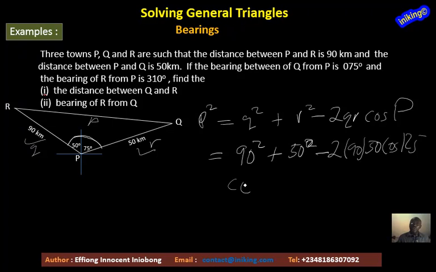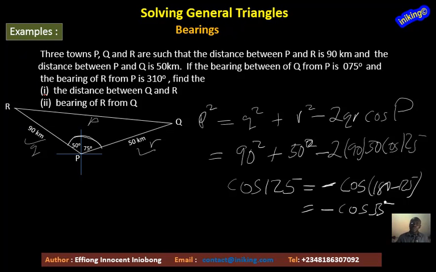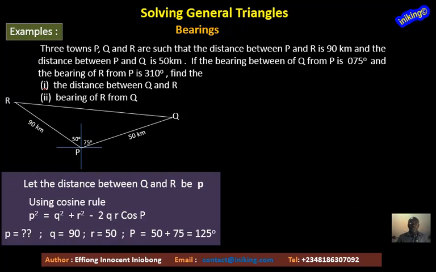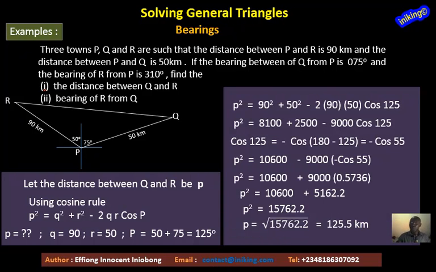Now, cos 125. 125 is in the second quadrant, and cos is negative in that quadrant. So the equivalent will be cos of 180 minus 125. That should give me minus cos of 55. Let's substitute this in a neater form. That's it there. Angle P is 125. We're using cosine rule, as we've just agreed. And that's the substitution done neatly. And there, cos 125 is going to be replaced with minus cos 55, which is done there.